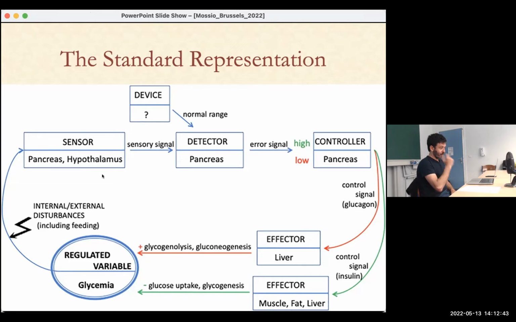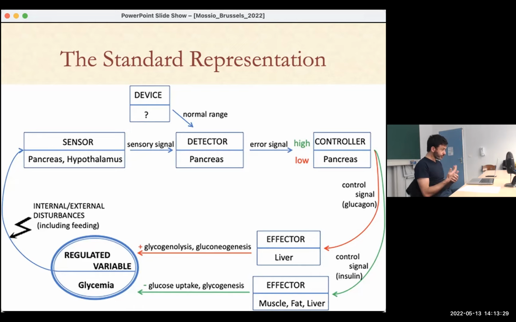According to the model, the pancreas and hypothalamus emit sensory signals that are sent to the detector. In the literature it is not that clear where the detector is in the organism, but most physiologists presuppose that it's located in the pancreas. And the model supposes that the set point is set by some device in the organism, and we did not find any clear indication where this device that sets the normal range is located.